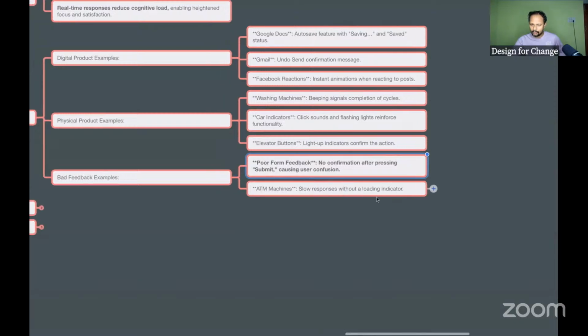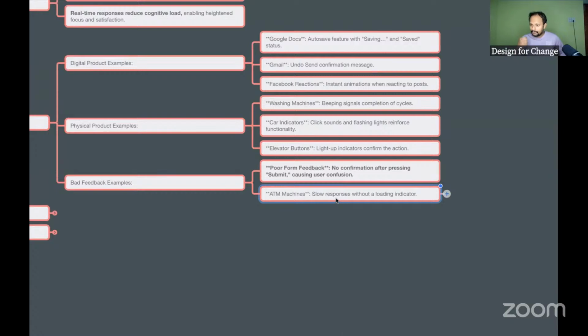ATM machine, slow response without a loading indicator. When a person is operating a machine, some kind of a loading should come, like 5% done, 25% done. If nothing is coming, people will get into complete confusion and frustration. Sometimes they'll take the card from the machine, they'll try to pick it. That's not correct. They'll force it, and sometimes they'll be impatient. They'll just press cancel, press enter, which is also not responding. They press cancel again. They do a lot of things, and the machine hangs even more.